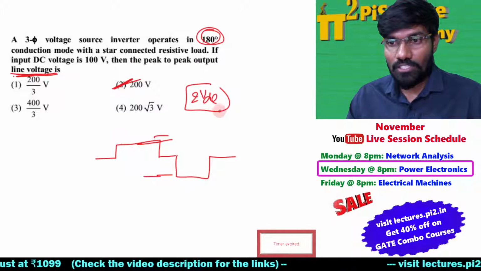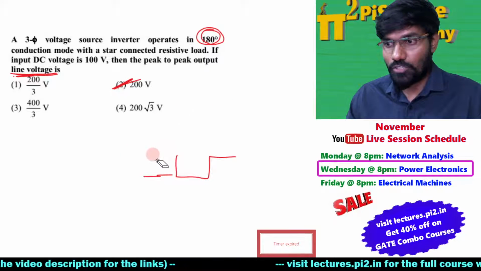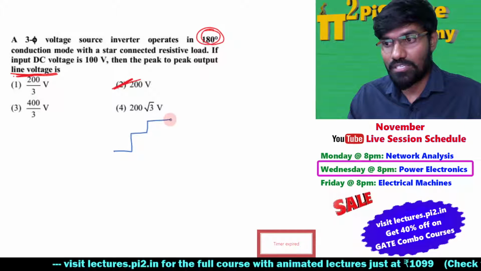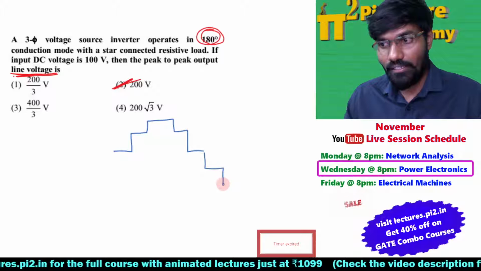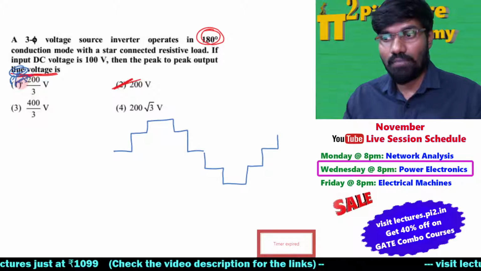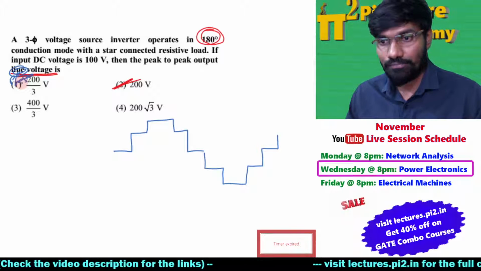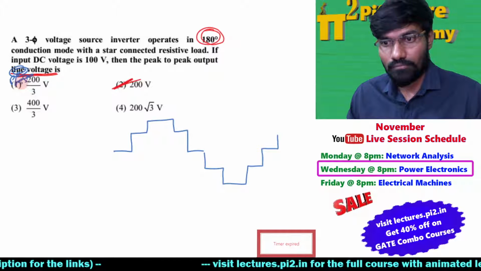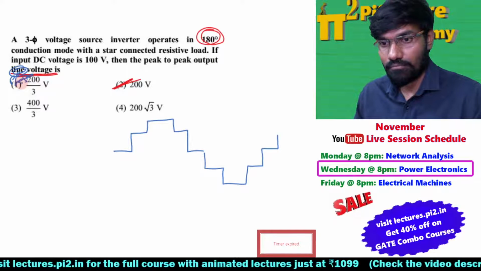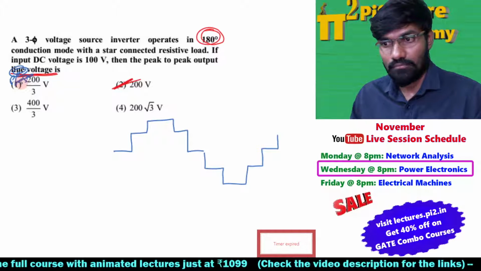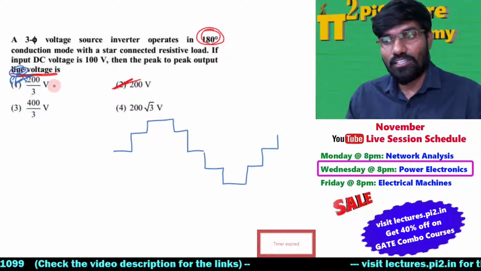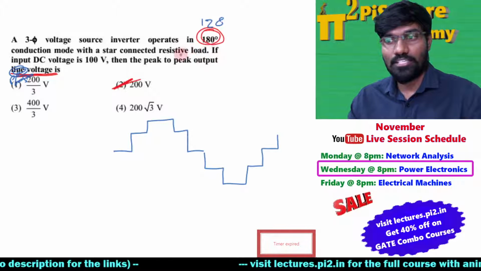Now, if this had been asked for phase voltage, then you would need to apply differently. If it is the 180 degrees conduction mode, you'll get a stepped waveform for phase voltages. Tell me what the answer would be for 180 degrees conduction mode, if it were asked for phase. Yes, this would have been the answer. Clear? What if this had been 120 degrees conduction mode?